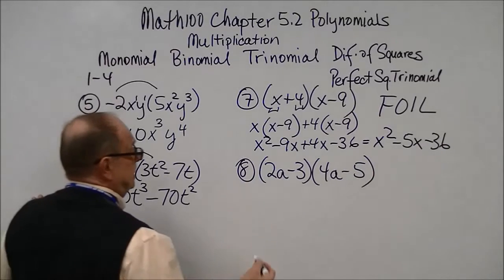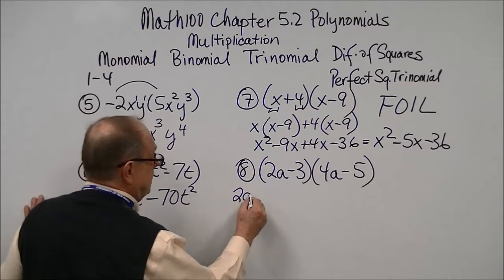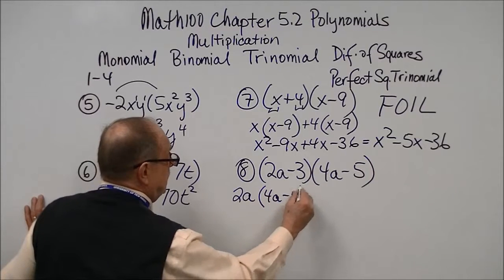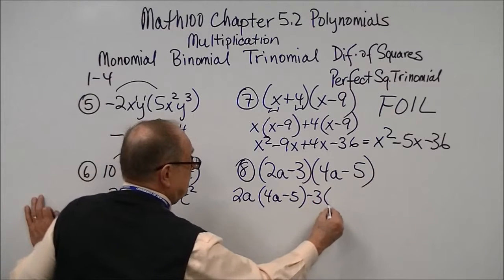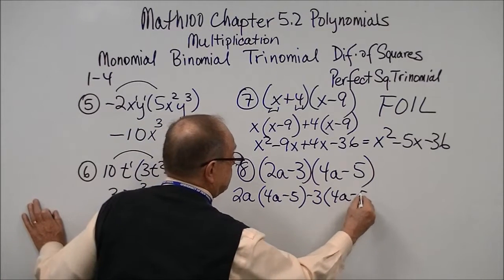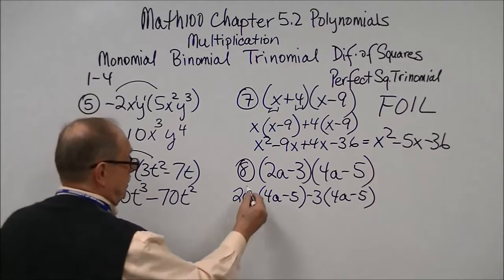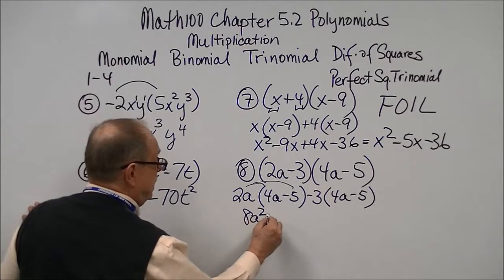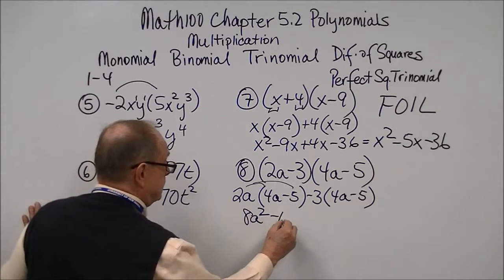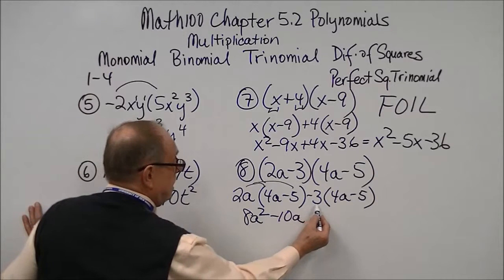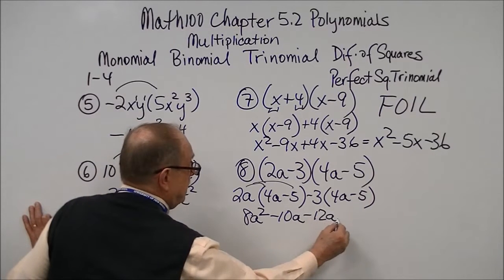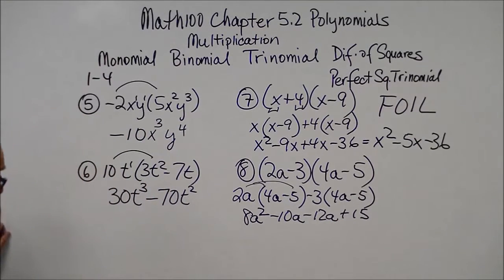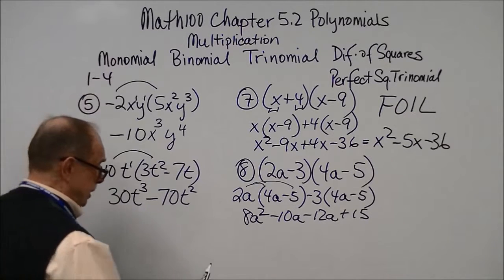And number 8 is something similar. So it's 2a times 4a minus 5, then a negative 3 times 4a minus 5. And now you're going to distribute. This will give you 8a squared minus 10a minus 12a plus 15. And again, it never hurts to check your work.